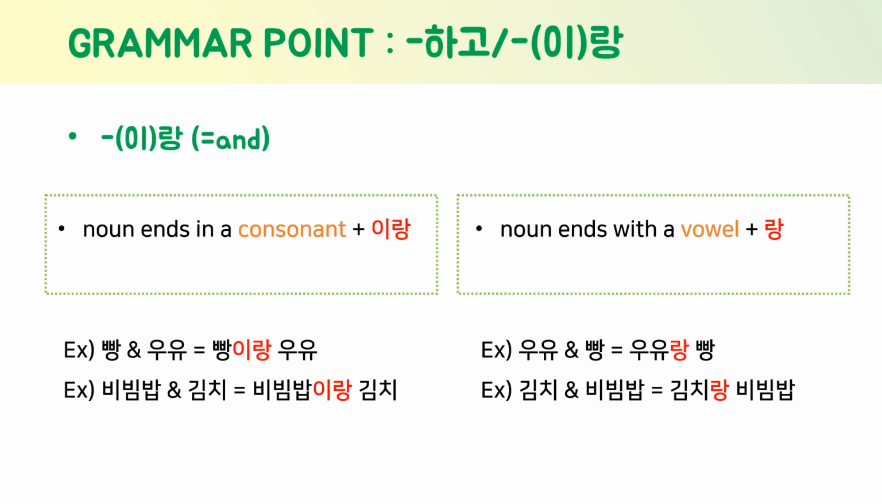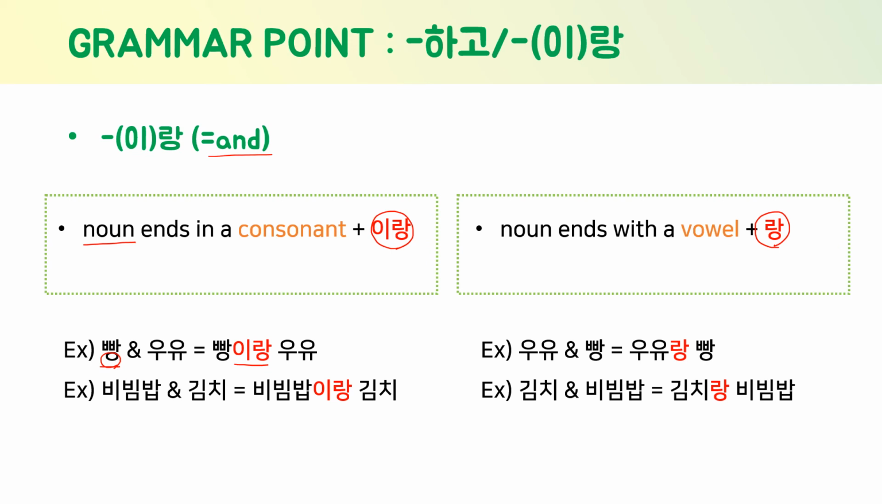So there's another word for "and", which is 이랑 or 랑. So here, if the noun ends in a consonant, you add 이랑. But if the noun ends with a vowel, you add 랑. So here, 빵 and 우유. First word, 빵. This noun ends with a consonant, so you add 이랑. So 빵이랑 우유.